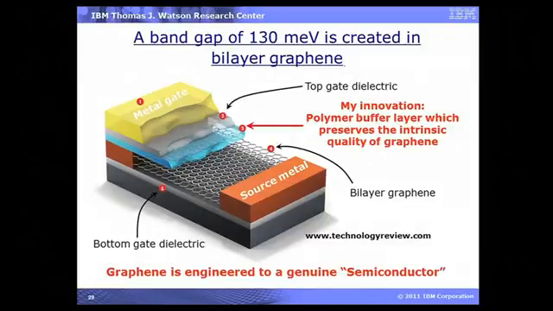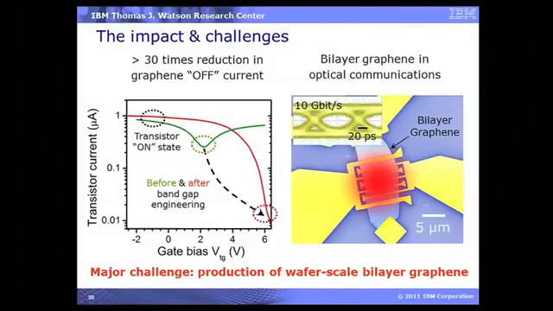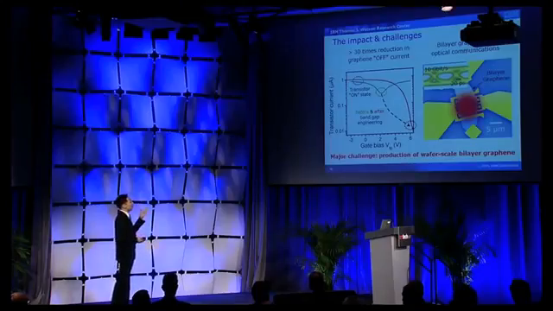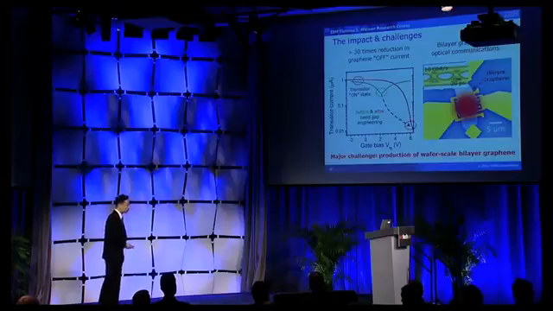By adding a polymer buffer layer between the metal gate and the graphene, we are able to preserve the intrinsic properties of graphene, and while a band gap is created, the lots of nice properties are maintained. Using this approach, we are able to reduce the transistor off current by a factor of 30, which means we can reduce the power consumption at off state by roughly a factor of 1,000. At the same time, we also made some bilayer graphene photodetectors, which allow us to detect a 10 gigabits per second photo bit stream. Here I show the eye diagram.